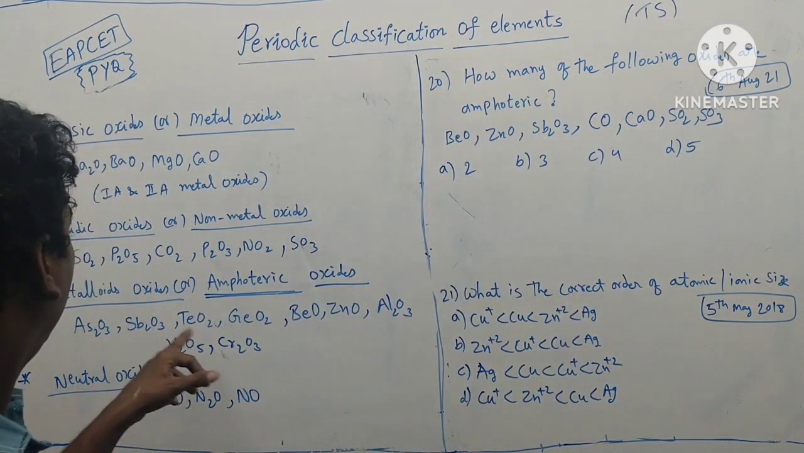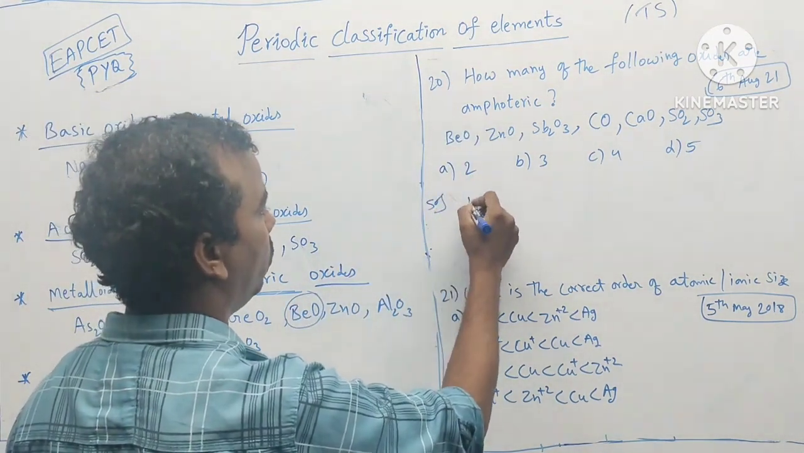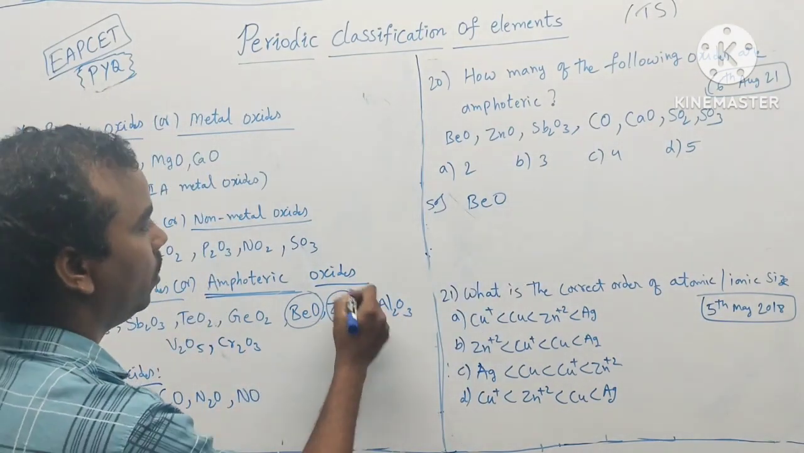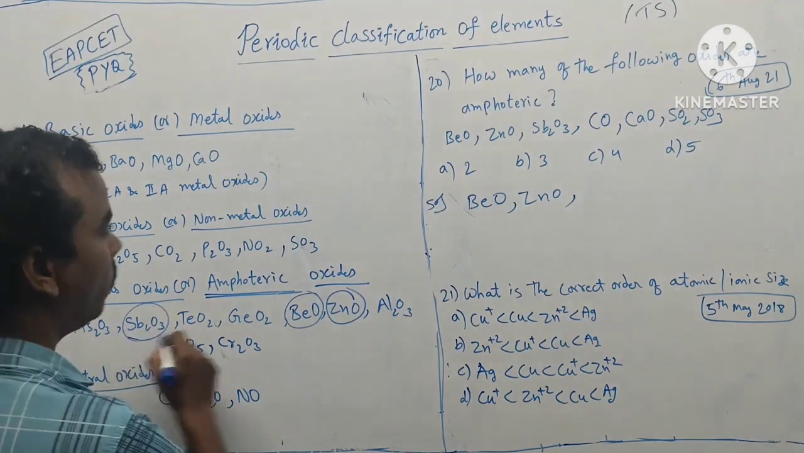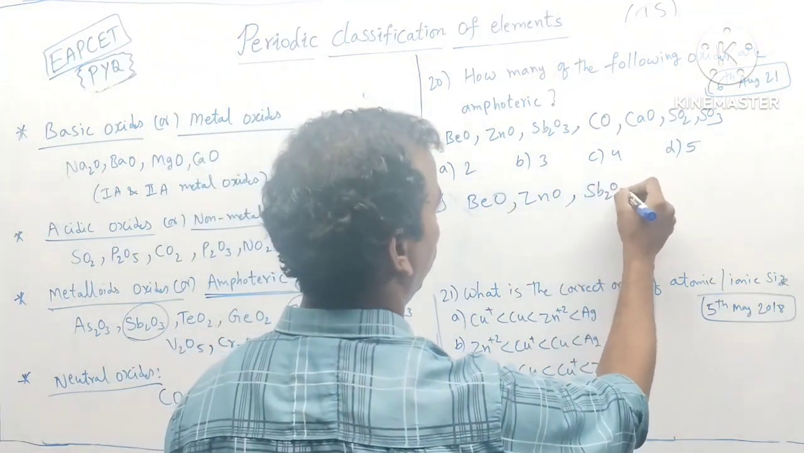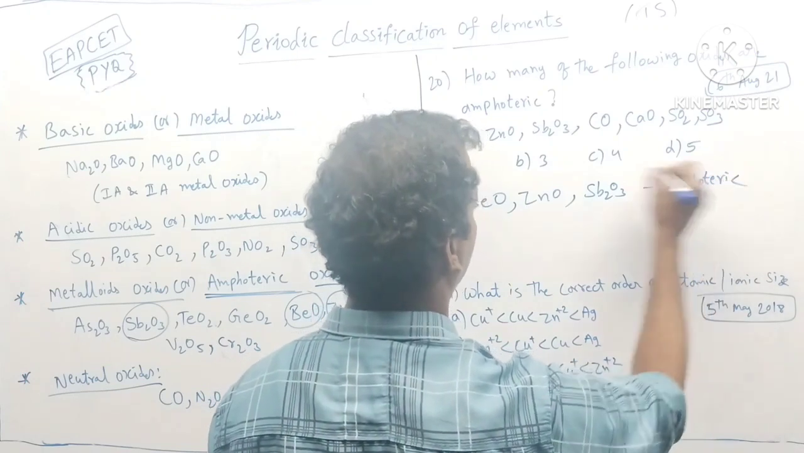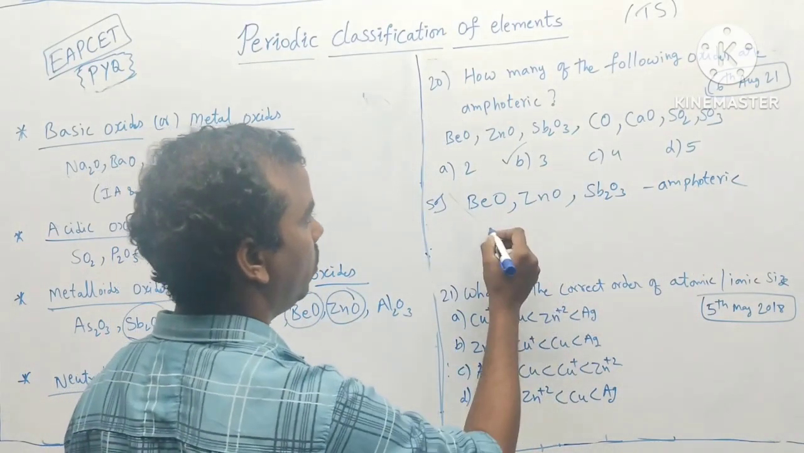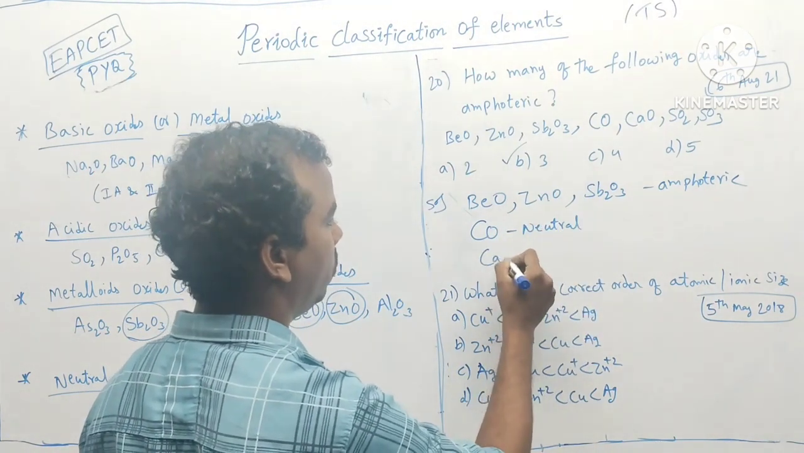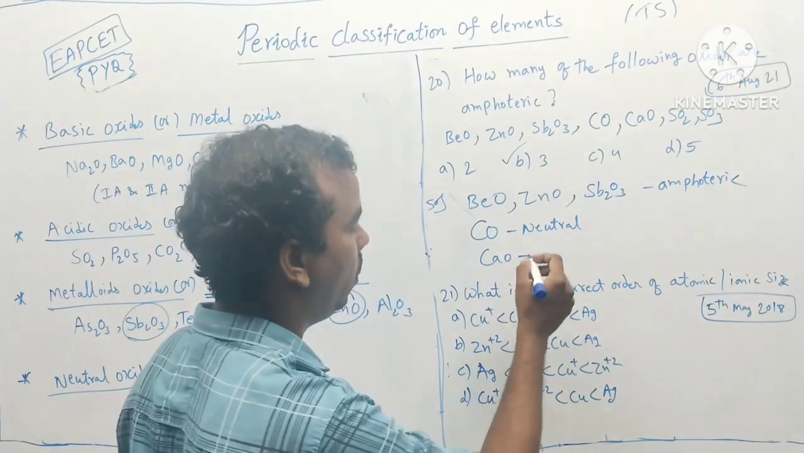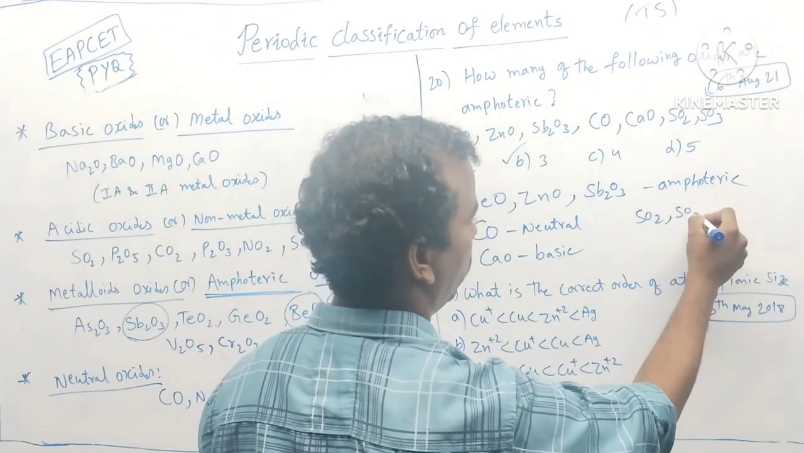BeO, amphoteric oxide, BeO amphoteric. Next ZnO amphoteric. Next Sb2O3 amphoteric. So these are the only amphoteric oxides. So answer is B, 3. CO is neutral. Next, CaO, second group metal oxide, basic. SO2, SO3, acidic.